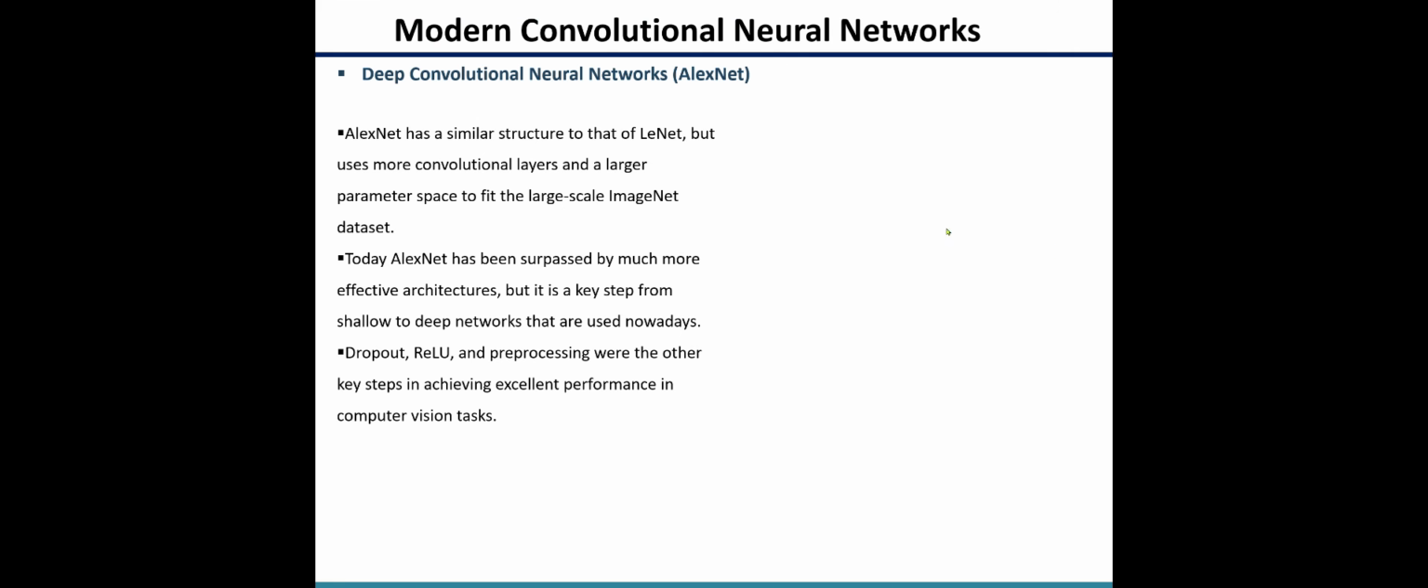Second, we have a deep neural network, AlexNet. AlexNet has a similar structure to LeNet, but uses more convolutional layers and a larger parameter space to fit the large-scale ImageNet data set. Today AlexNet has been surpassed by much more effective architectures, but it was the key step from shallow to the deep networks that are used nowadays, and a key step in achieving excellent performance in computer vision tasks. So AlexNet gives more accurate answers in computer vision applications.